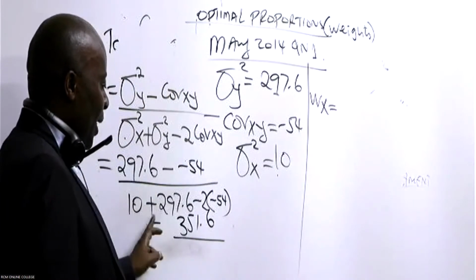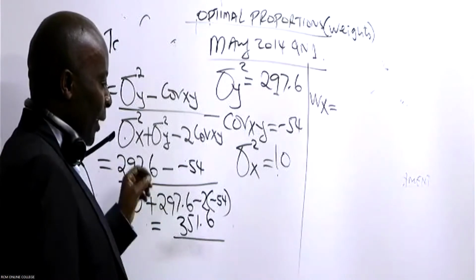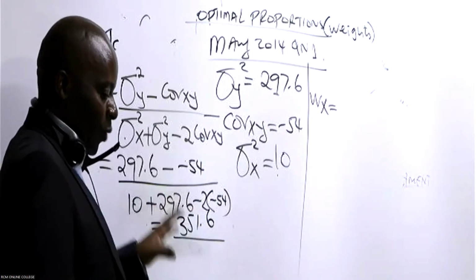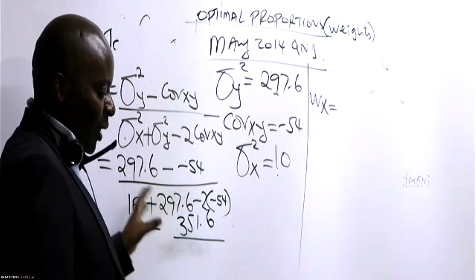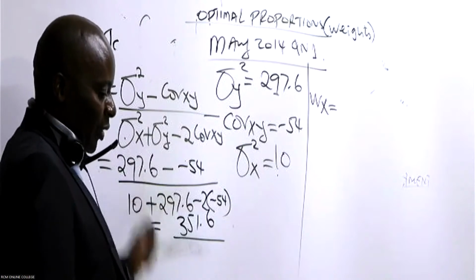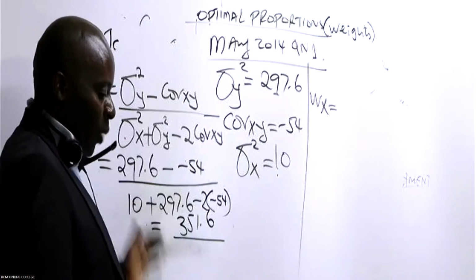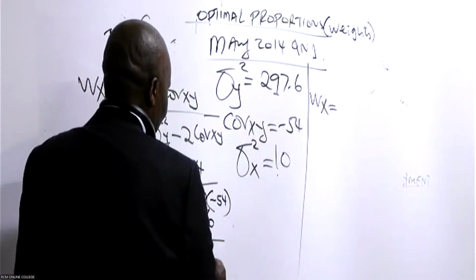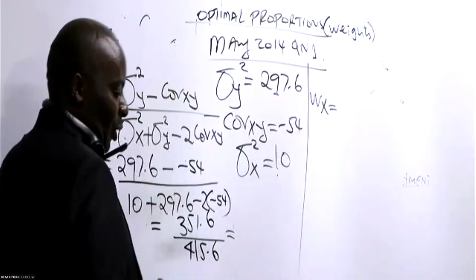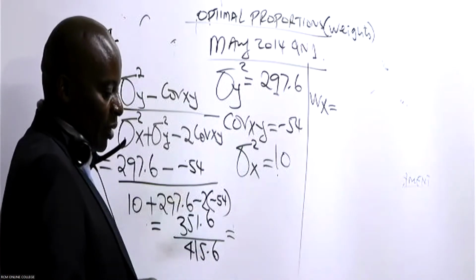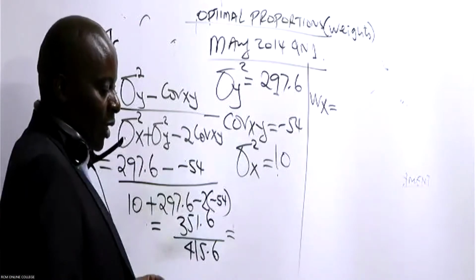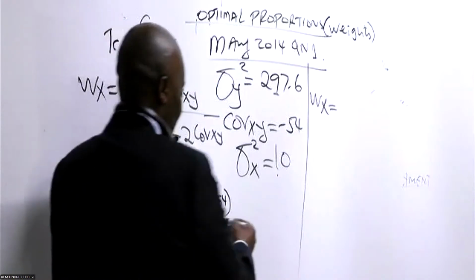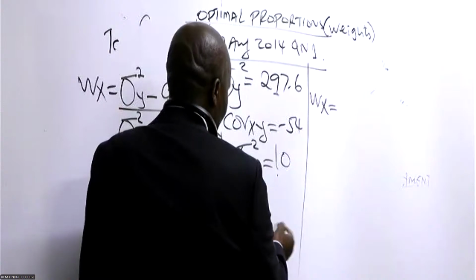Denominator, it will be 10 plus 297.6 minus 2 times, because brackets means times, open brackets, minus 54. So you give me the denominator slowly. According to Marion, she's getting 415.6. So 351.6 divided by 415.6 gives us what figure? 0.846. Thank you so much.